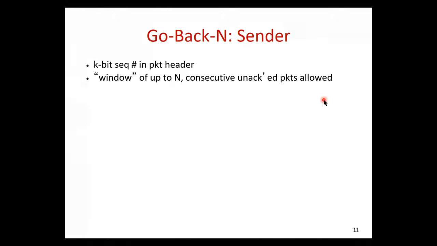Okay, now let's look in more detail at the sender for go back N. So remember, if we do pipeline or sliding window, we need to extend the range of sequence numbers. So we're going to have k bits for the sequence number. Instead of 1 bit, we're going to have k bits. So k is also a parameter, right? How much of the range we want to have will set the value of k bits.